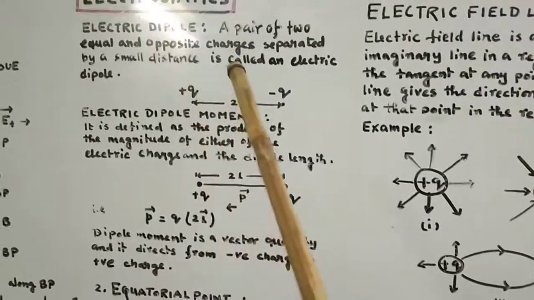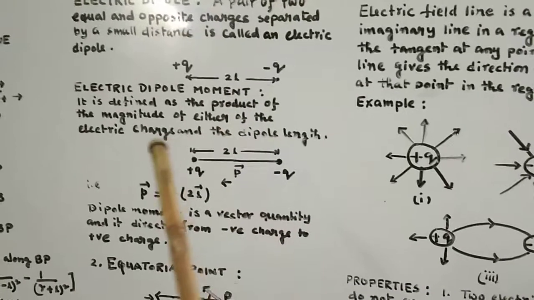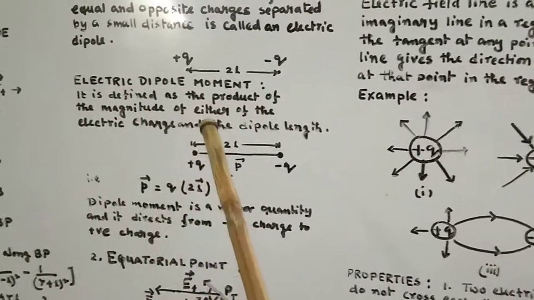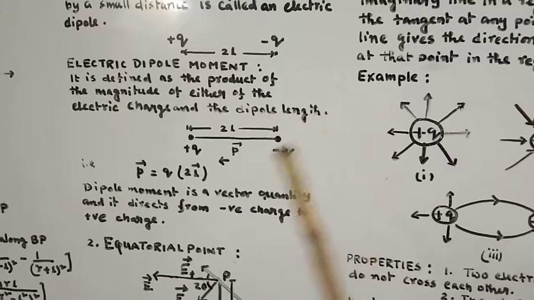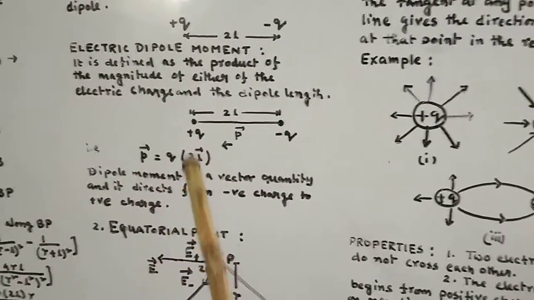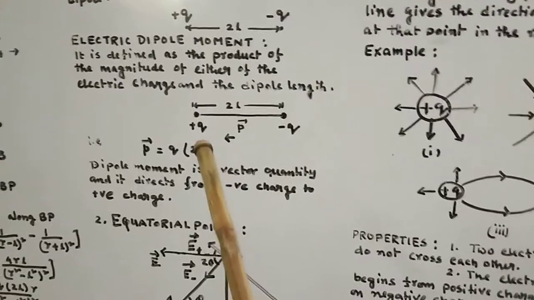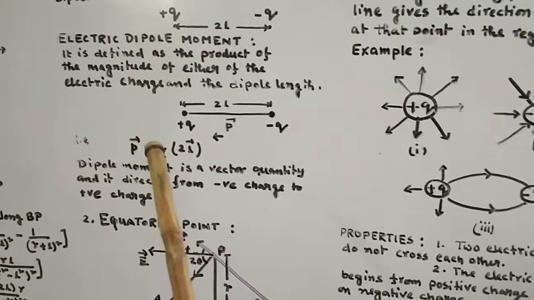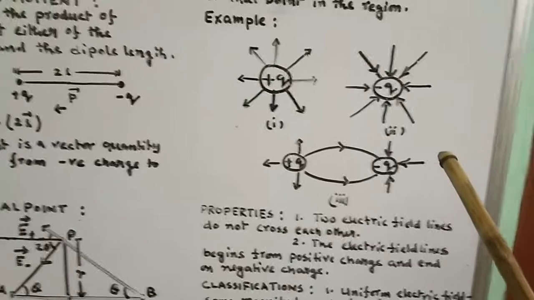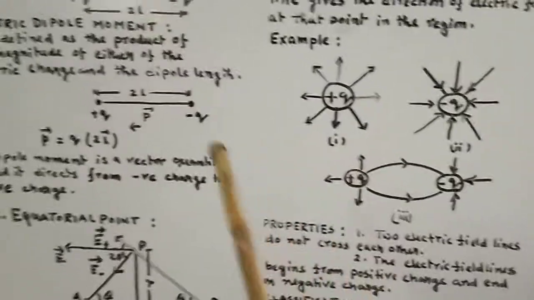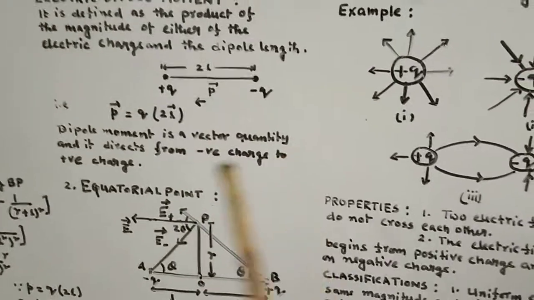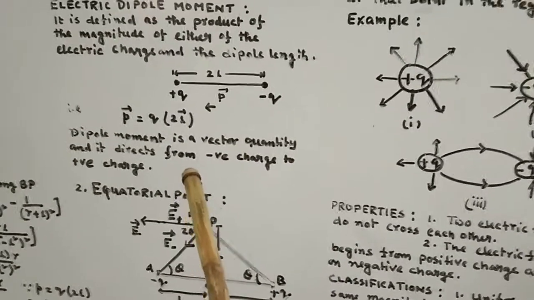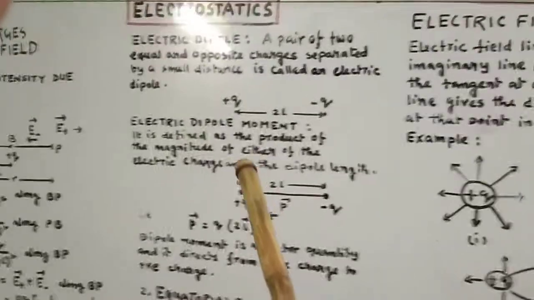So an electric dipole has a dipole moment. It can be defined as the product of the magnitude of either of the electric charges and the dipole length. That is, P vector equals q times 2L vector. This is a vector quantity, as we have shown here. It is directed from negative to positive. Dipole length is a vector quantity and it is directed from negative charge to positive charge. Okay, so this is another topic.